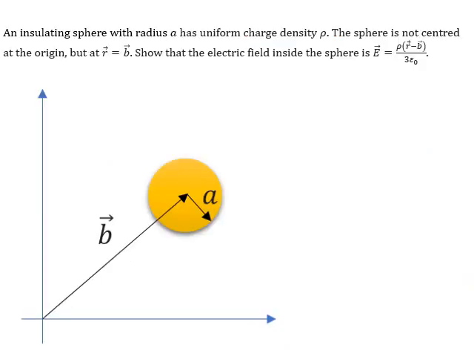This is kind of an interesting problem, which is a lot like a problem we've done before, but it challenges us to think of it in a new way. So we have an insulating sphere, that's this one right here. We know the radius and we know it has uniform charge density. We want to find the electric field inside the sphere.